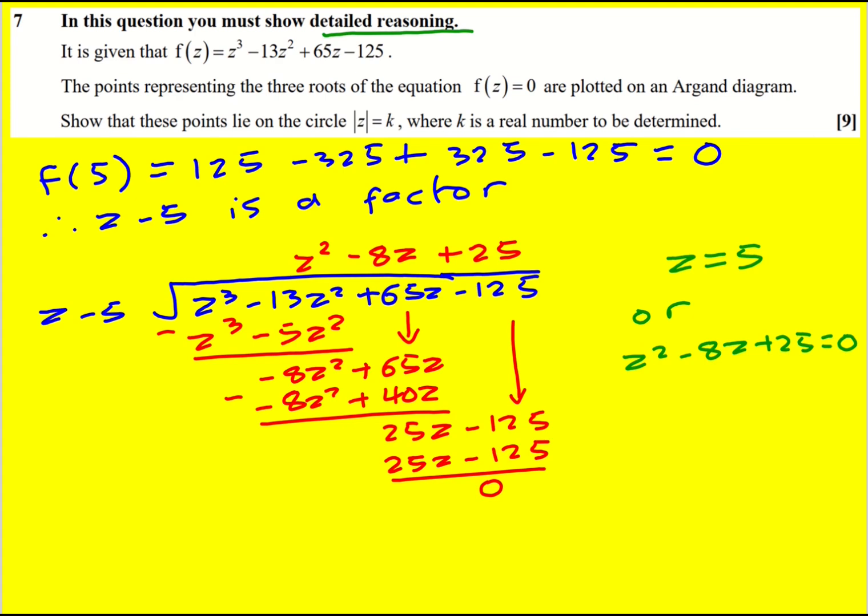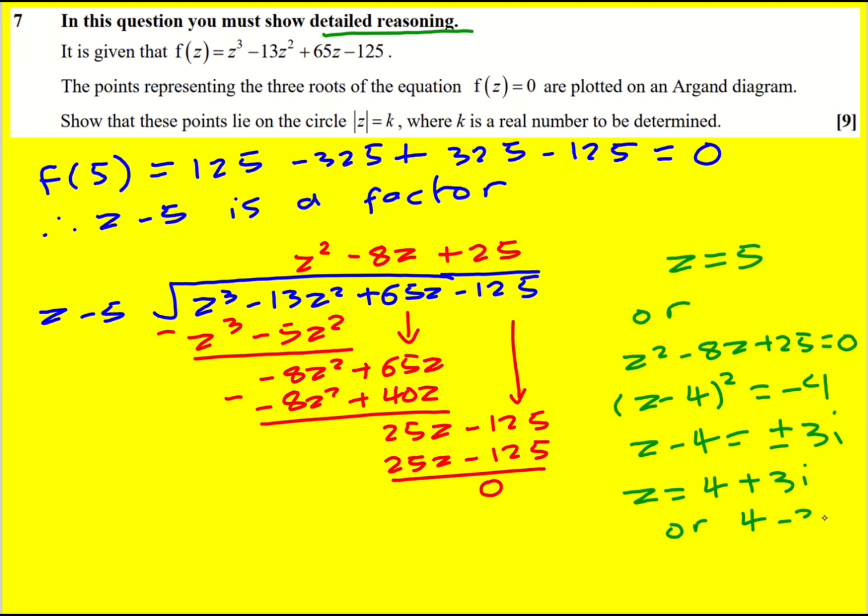Okay, we have to show detailed reasoning. You could use the quadratic formula, but actually when I did it, I thought I'd just complete the square. Z minus 4 squared minus 16 plus 25 is going to give me plus 9 equals 0, so this will actually equal minus 9. That means z minus 4 will be plus or minus the square root of minus 9, which will be plus or minus 3i. And there we go. Z is going to equal 4 plus 3i, or 4 minus 3i.